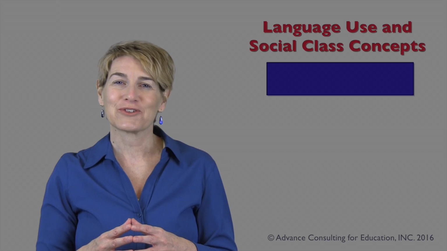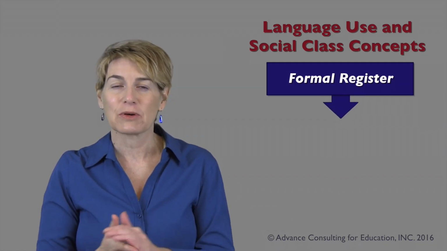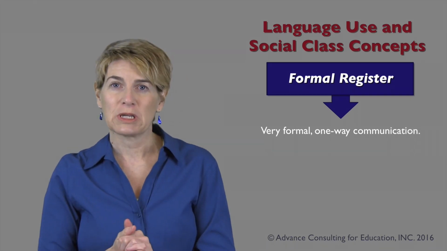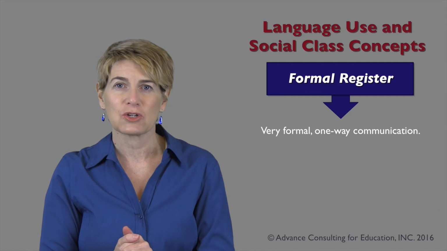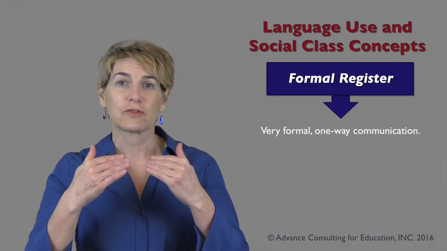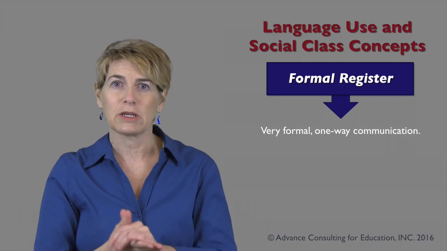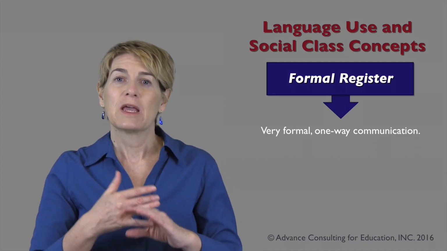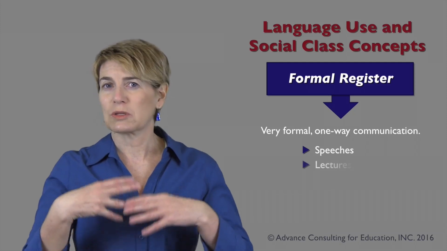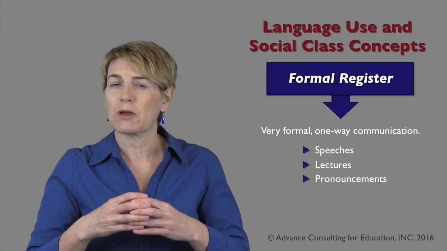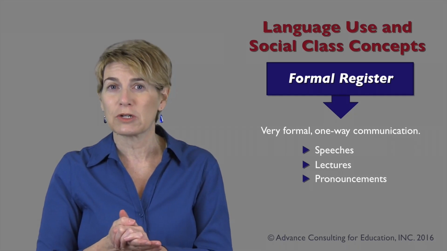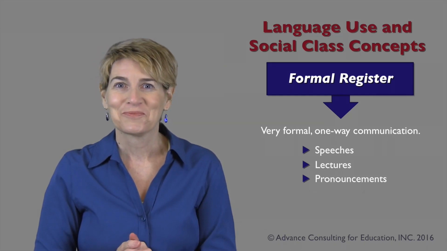The second layer of register is called formal register. And just as the name says, it is a very formal style of communication. And it's a one-way form of communication. So it's not a dialogue or a conversation. It is communication that is just from me to you or to a greater audience. So formal register is found in things like speeches and lectures and pronouncements where the focus is really on that single speaker. And as the name implies, the language use in formal register is very formal.